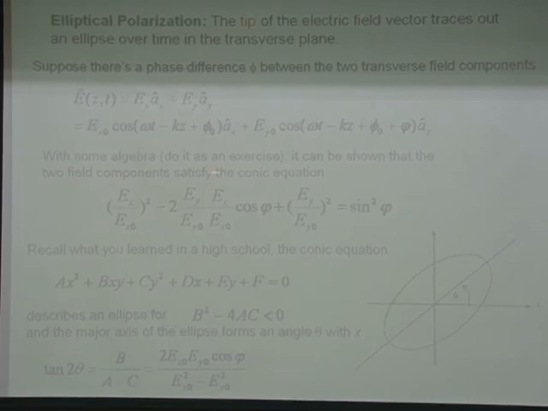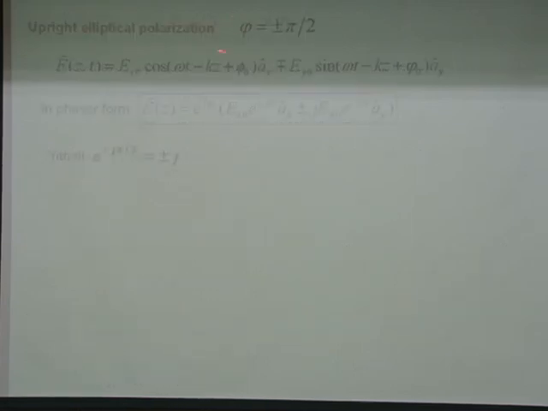And I ask you to do it as an exercise. Okay. Well, for the special case that this phi, the phase difference is 90 degrees different from the other component, but this could be positive 90 degree or negative 90 degree, plus or minus 90 degree. And in terms of phasor notation, you have plus minus j in front of these y components.